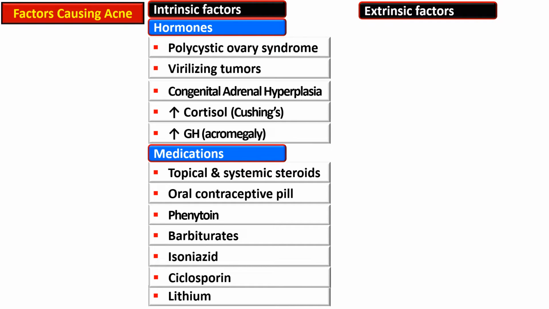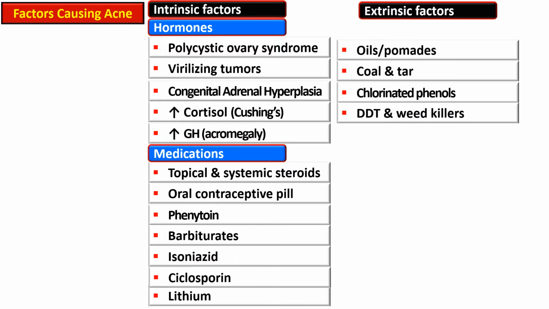Medications such as topical and systemic steroids, oral contraceptive pills, phenytoin, barbiturates, isoniazid, cyclosporine, and lithium are also associated with acne. The extrinsic factors that are related to acne are oil pomades, coal and tar, chlorinated phenols, DDT, and weed killers.